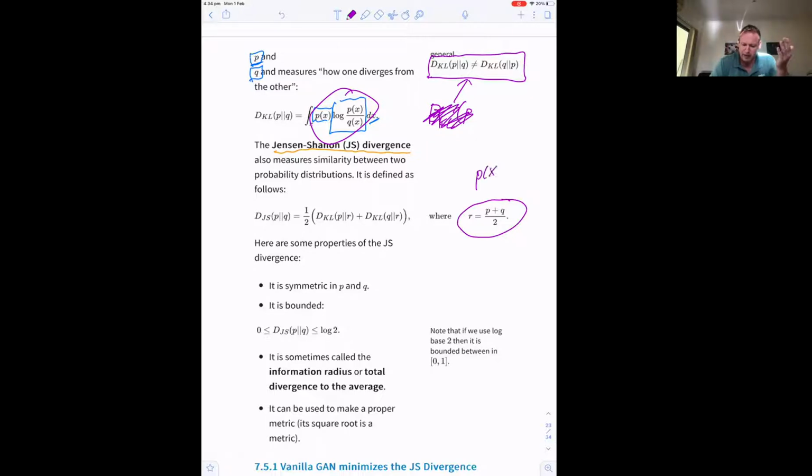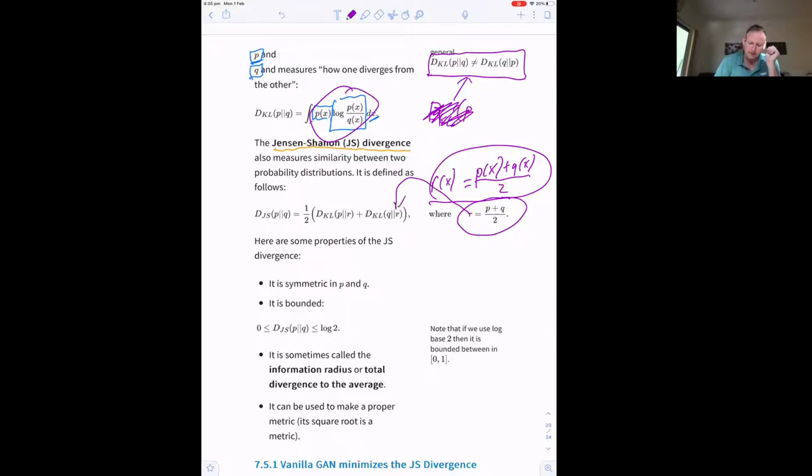It's P of X plus Q of X divided by 2 equals R of X. So this is a mixture distribution of the two distributions, right? If you do a convex combination like that, in this case half and half of each distribution, you get the mixture distribution. So that's your R, okay?